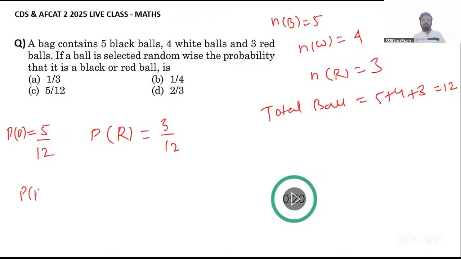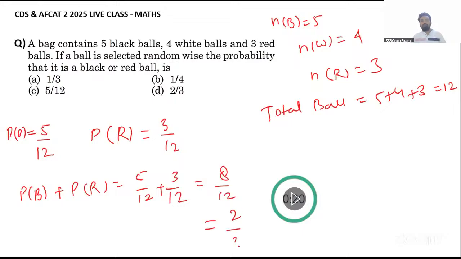So it is saying black or red, which means we will add them together. That is 5 upon 12 plus 3 upon 12. So it is 8 upon 12. Cancel it out by 4, 2 upon 3. This is option number D.